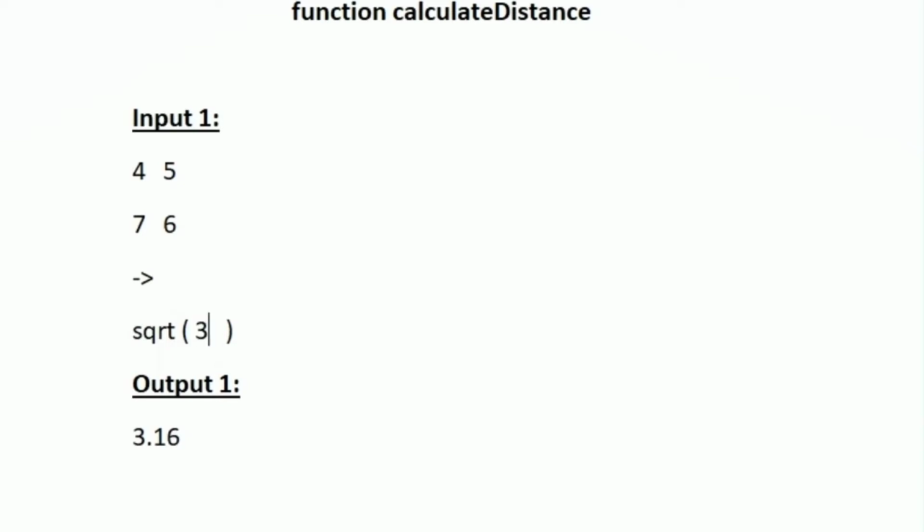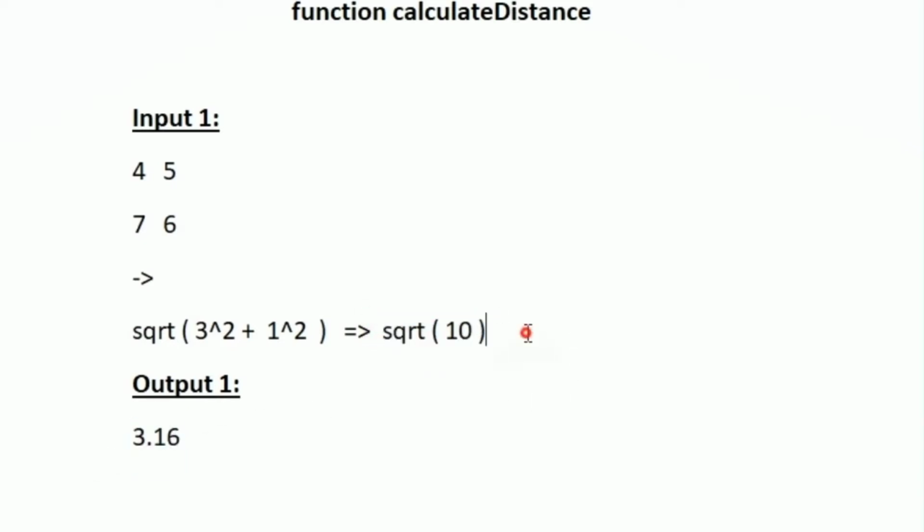So 3 square, and then plus (y2 minus y1) the whole square. Here y1 is equal to 5 and y2 is equal to 6, so 6 minus 5 is equal to 1, so 1 square. So 3 square plus 1 square. 3 square is 9 and 1 square is 1, so 9 plus 1 is equal to 10. So the distance between these 2 points is the square root of 10, and the square root of 10 is 3.16. This is the distance between these 2 points, (4, 5) and (7, 6).